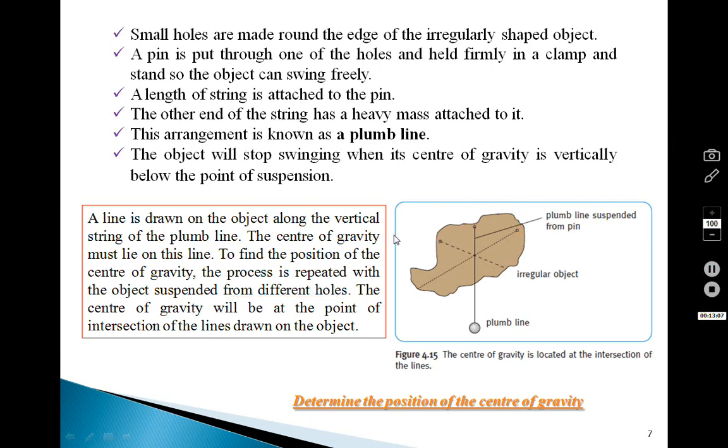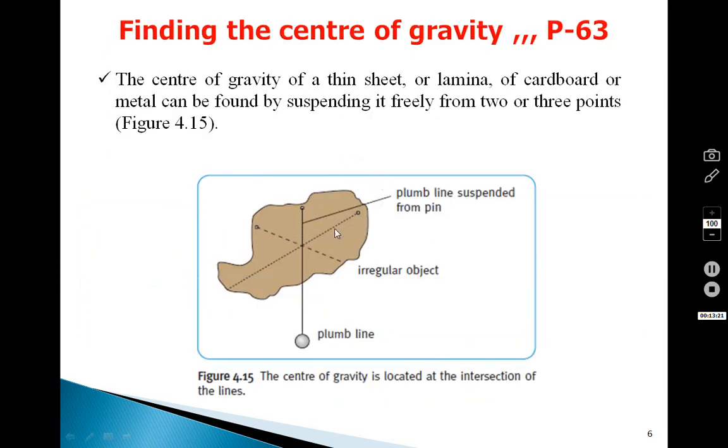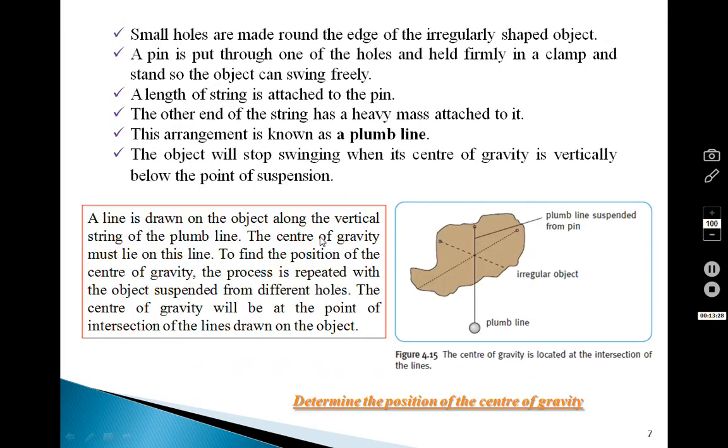To make all of these things clear, we will show you a short video on determining the position of the center of gravity. All the things discussed in this slide, how to find the center of gravity of a random object, we will show you in a video. So please have a look, and then we'll be back.